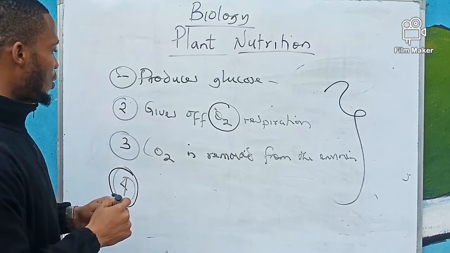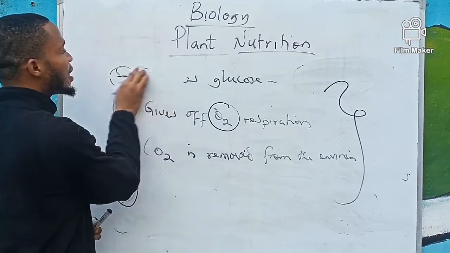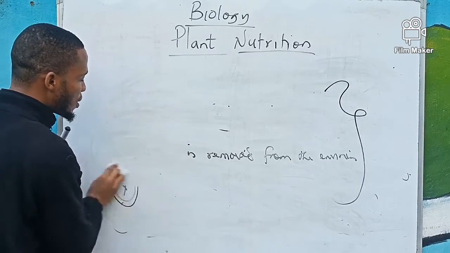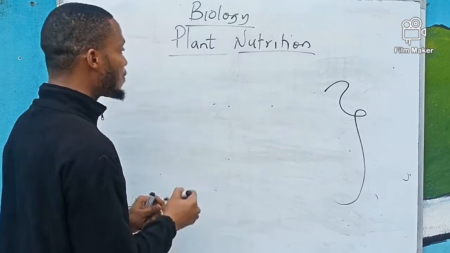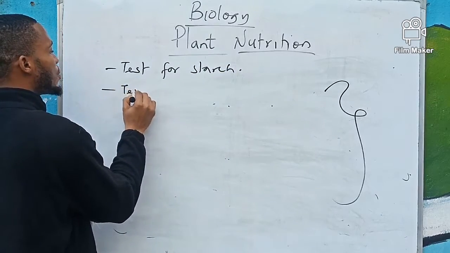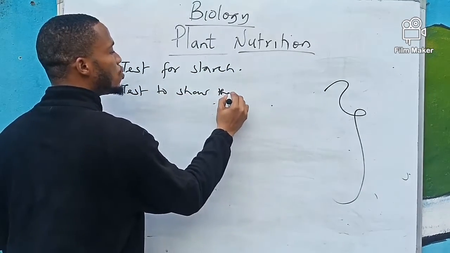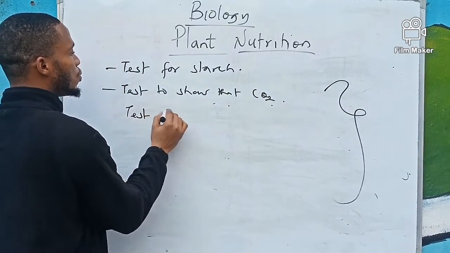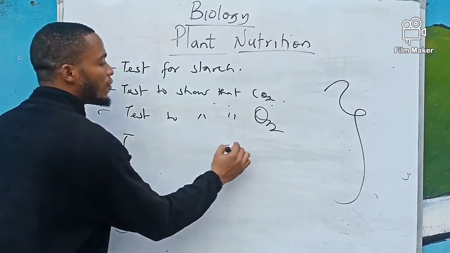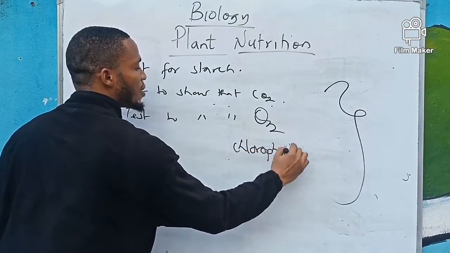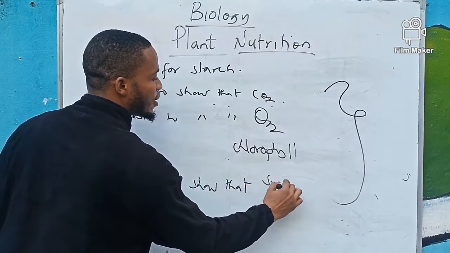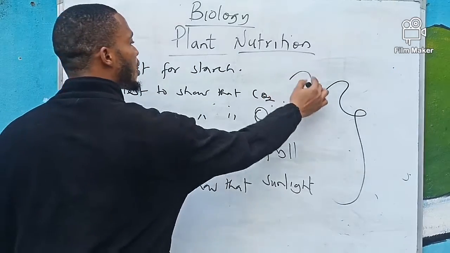Very good. Now, with that, when we do practical biology, probably in our next class, we look at activities or things we do to show that all these things are needed for photosynthesis. Now we'll have the test for starch. This will be carried out in our next class. We have tests to show that CO2 is needed for photosynthesis, tests to show that oxygen is given off by photosynthesis, tests to show that chlorophyll is needed for photosynthesis, and tests to show that sunlight is needed for photosynthesis. All these tests will be carried out in our next class.